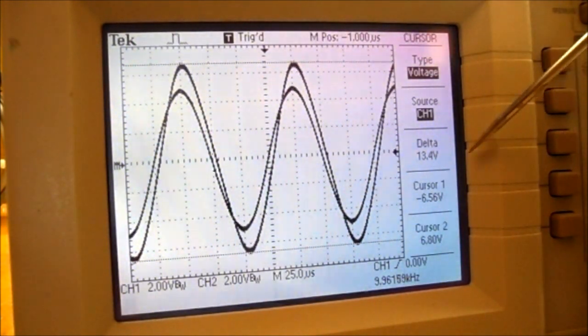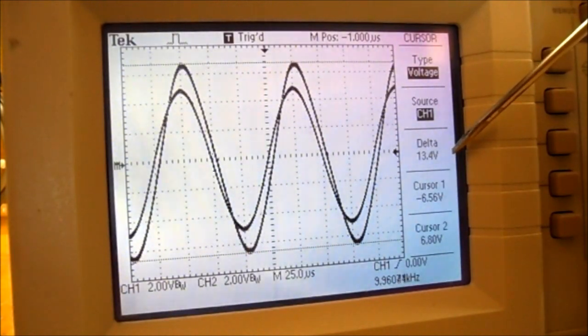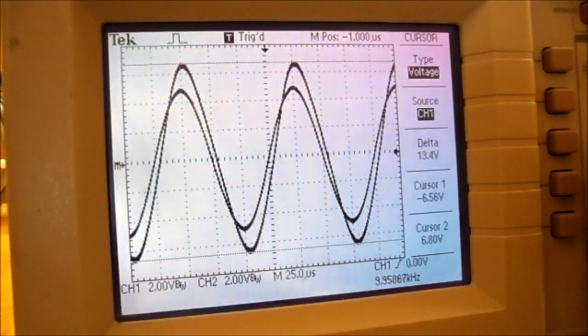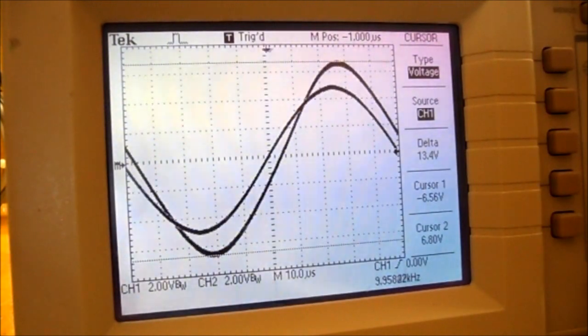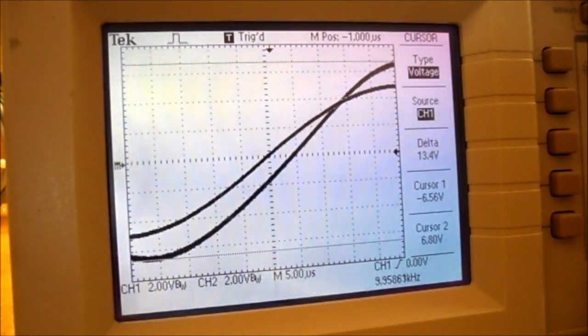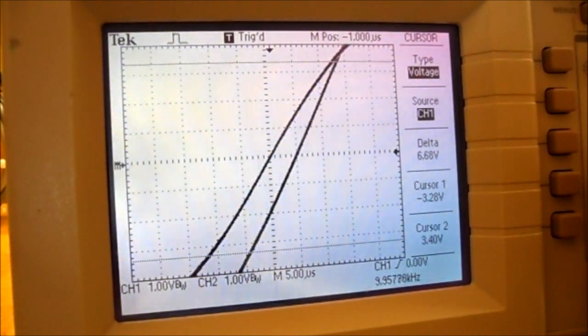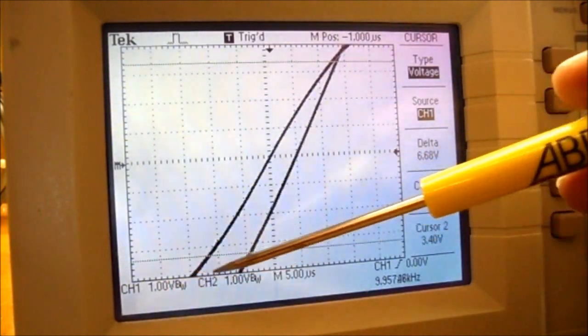And you can see my delta is 13.4 volts. That's the voltage across the capacitor. To get the delay, I'm going to change the seconds per division to open up the waveform a bit. I'm going to try changing the sensitivity on the volts per division. And remember, if you change one, you have to change them both. So I've got both on 1 volt per division.